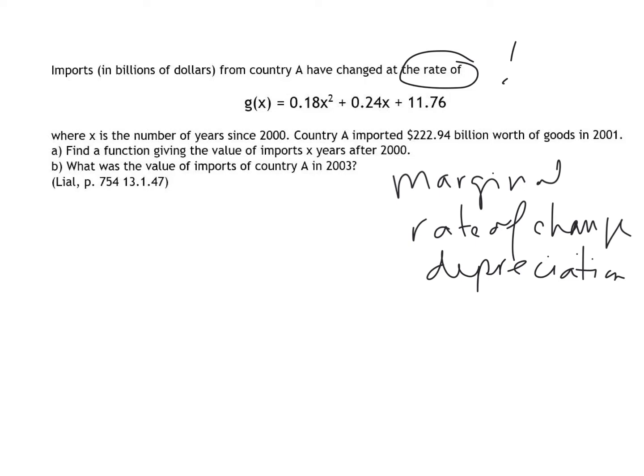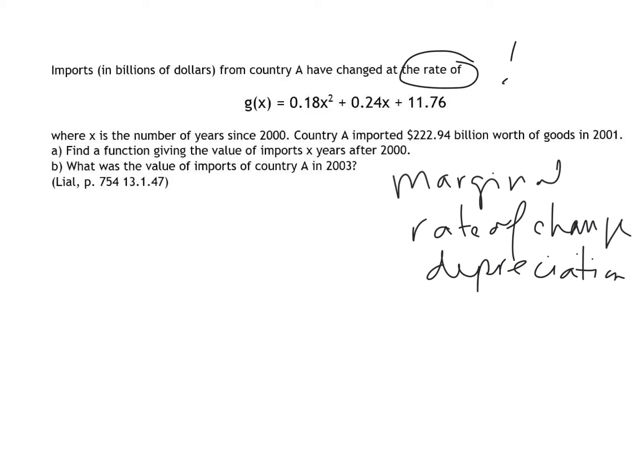So it says x is the number of years since 2000, so we know how that works, right? x is 0 for 2000, that's our baseline year. It says country A imported 222.94 billion worth of goods in 2001. It says find a function that gives the value of the imports x years after 2000, and then what was the value of those imports in country A in 2003.